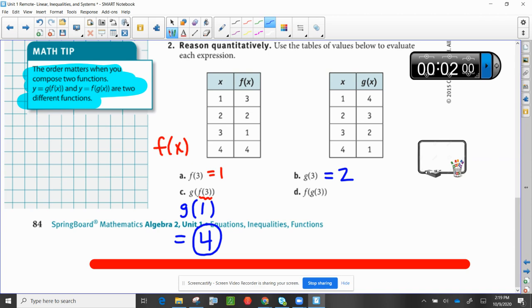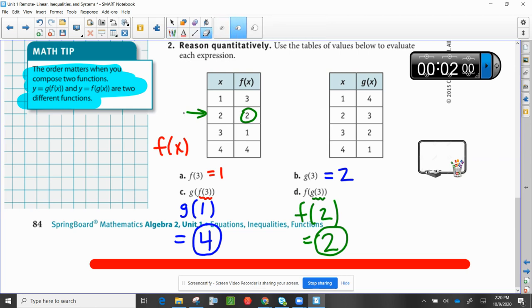On D, they want us to find f of g of 3. Again, it's a different problem because the order is different, but let's find g of 3 first. g of 3 is going to be 2. We replace g of 3 with 2 and now solve that function. Now we have to find f of 2. Back to the f function, f of 2 gives me the answer here, which is 2. So that's what it means to compose functions. We're doing two functions and putting them together, so we're evaluating them as one piece.